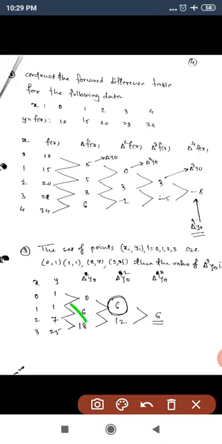6 minus 0 is 6. 18 minus 6 is 12. So this is the second difference, and 12 minus 6 is what? 6.